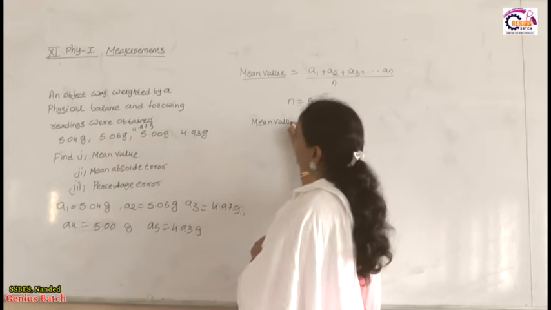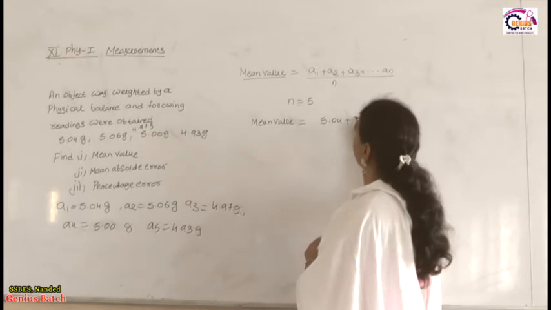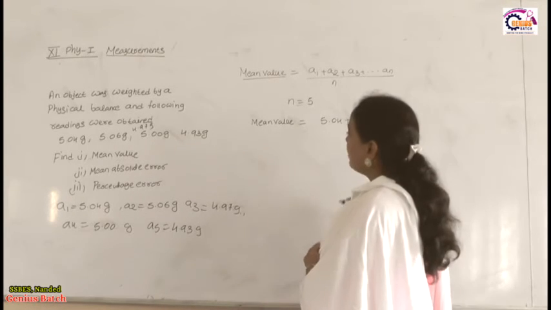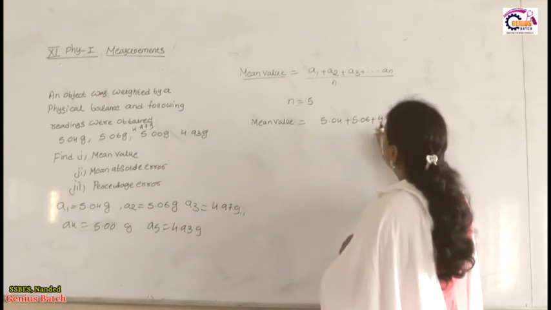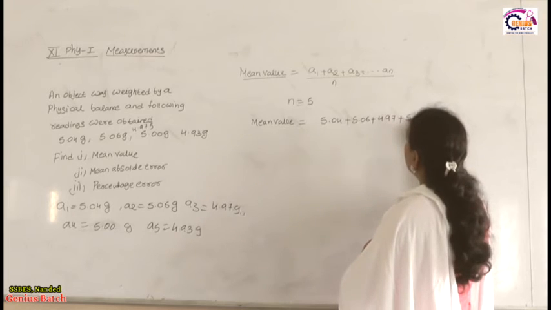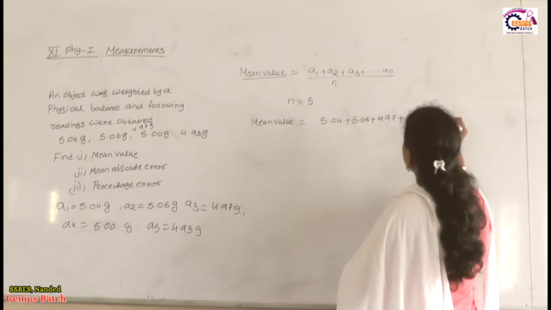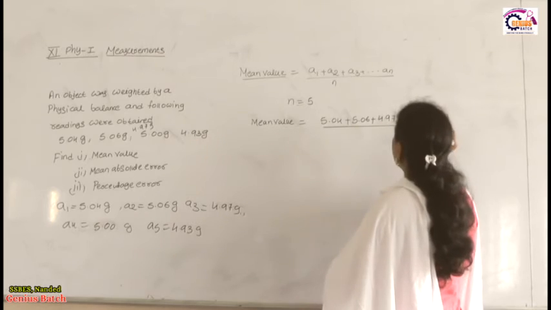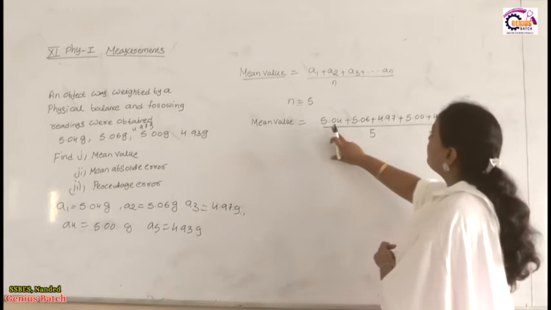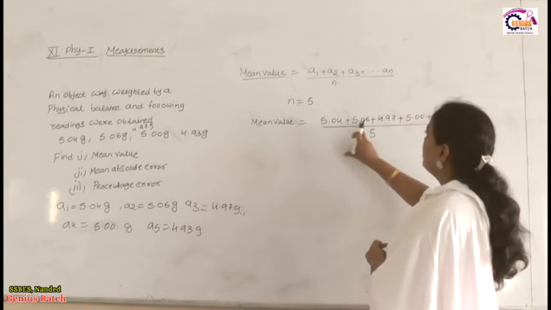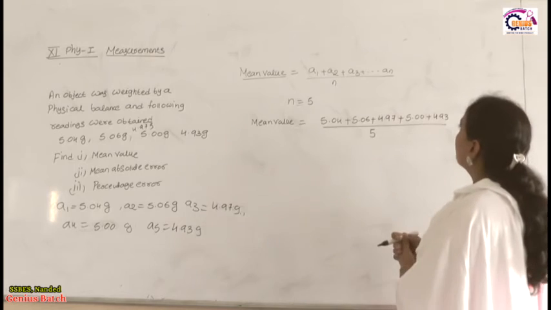Now see here, how do we find the mean value? What is the first value? 5.04. The second value, 5.06. The third value, 4.97. The fourth value, 5.00. And the fifth value, 4.93. Divided by 5 we have to take. Now we have to add these: 5.04 plus 5.06 plus 4.97 plus 5.00 plus 4.93.